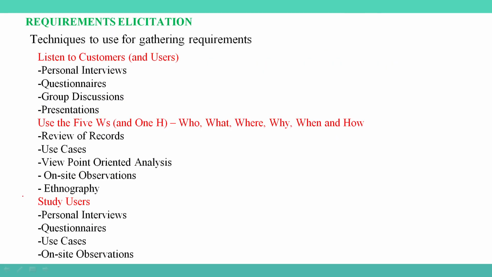Now we will come into them one by one. Elicitation is the process of getting information from the users. So we have different techniques for gathering the requirements or eliciting the requirements. First is listen to the customers. Why do we say listen to the customers?